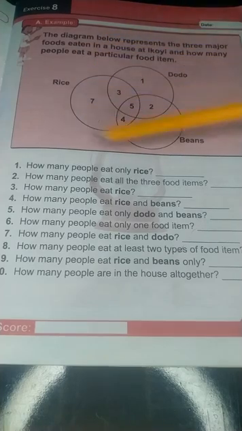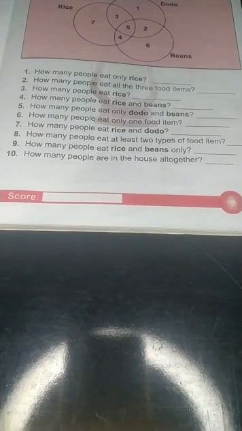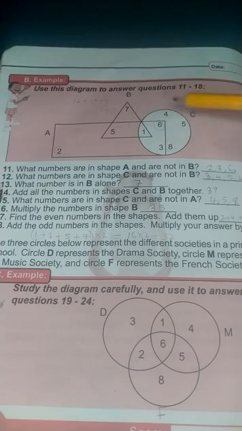Having this at the back of your mind, it will be easier for you to solve all these questions here. All right, so I'll leave you to solve. Now let's go to this one. You know, in my introduction I said your Venn diagram can be in rectangle, triangle or circle. So this is the representation.